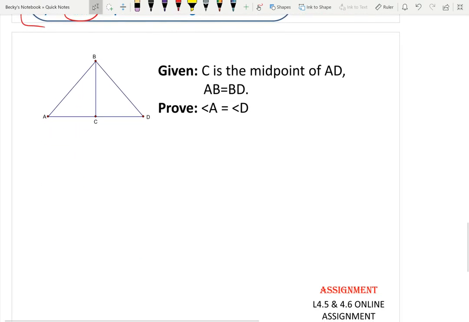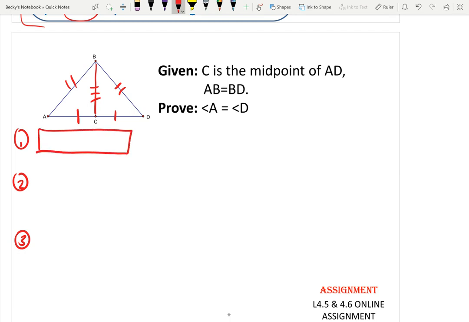And we're going to finish today with a flow proof. C is the midpoint of AD, so let's put that on the diagram. AB is equal to BD. And then I see BD here is a reflexive side. Now, when you do these flow proofs, remember there's always 3 steps going down, and it doesn't matter the order that you do them in as long as you have all the steps.